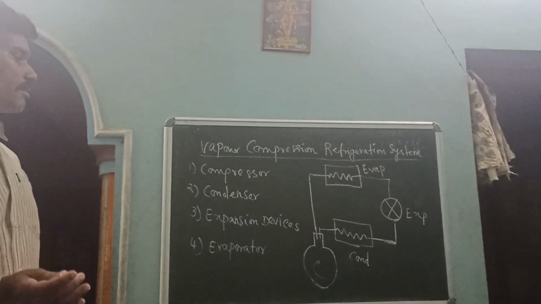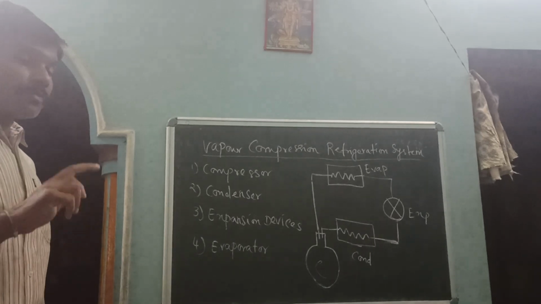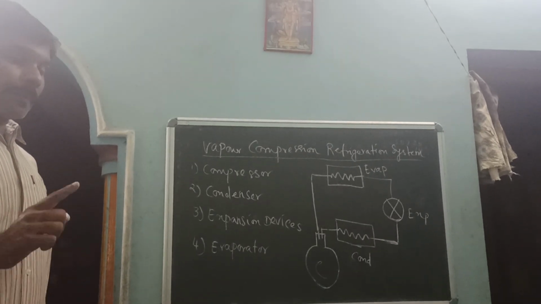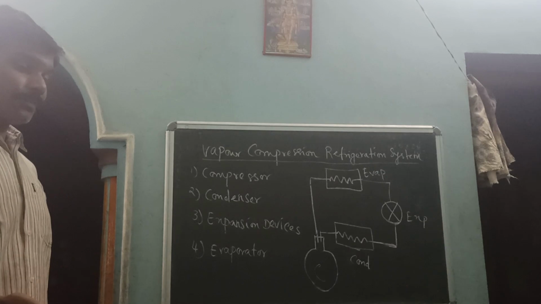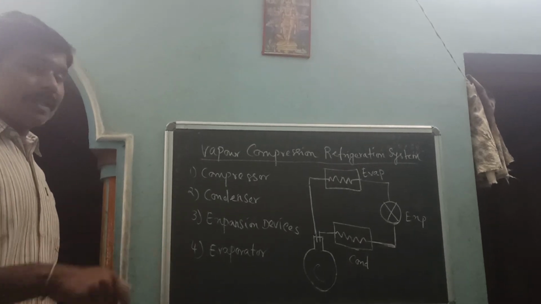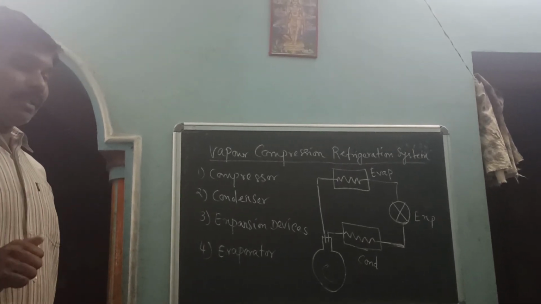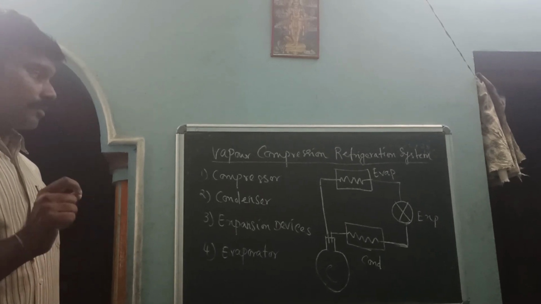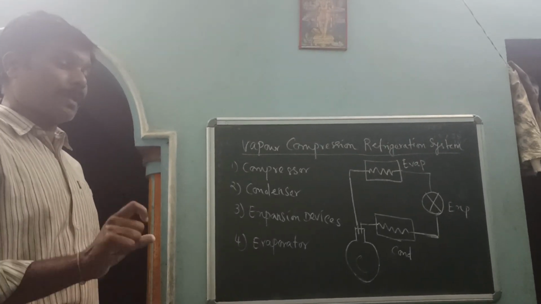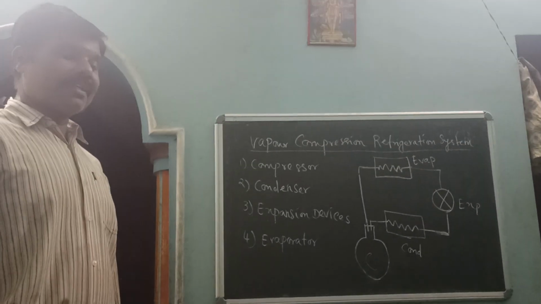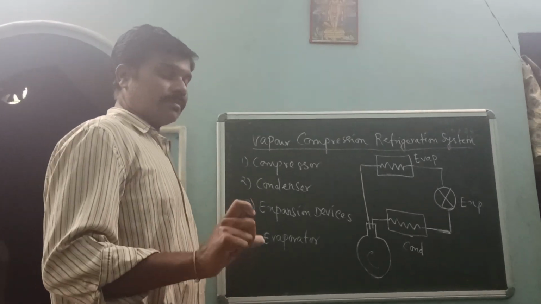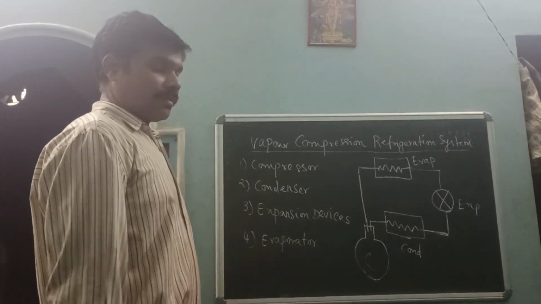The other system is the vapor absorption refrigeration system. Vapor absorption refrigeration system means what? With the help of absorption of vapor, the refrigeration process is done, right? Because of that, the system is generally called the vapor absorption refrigeration system. Let us see it in the next class. The vapor absorption refrigeration system will be discussed in the next class.